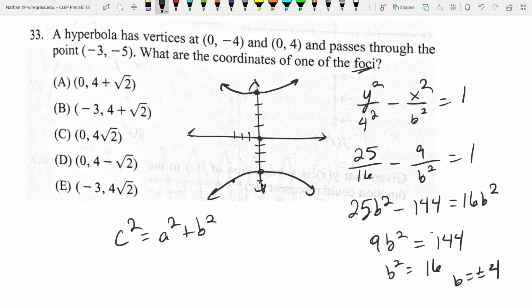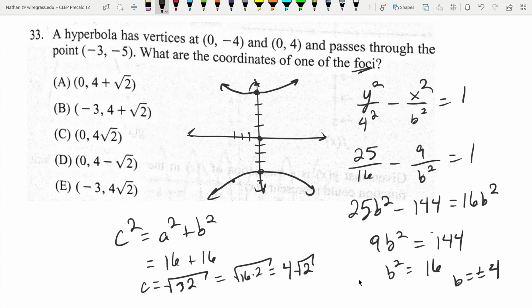The foci are on the outside of the vertices, somewhere around there. A squared is 4 squared, so 16. B squared is also 4 squared, so 16. And we get c equals the square root of 32, which is the same thing as the square root of 16 times 2, which is 4 root 2.